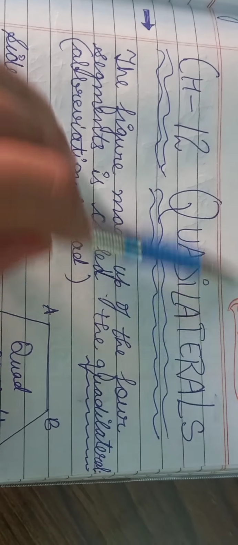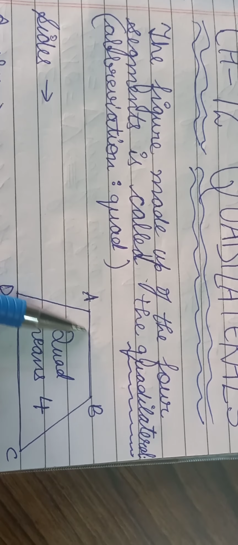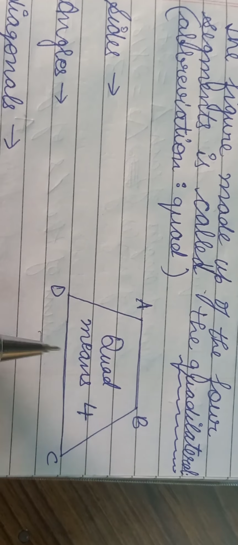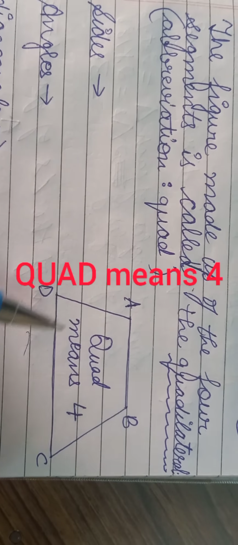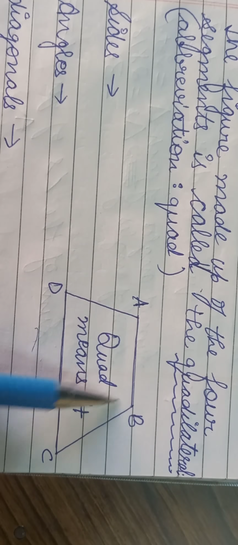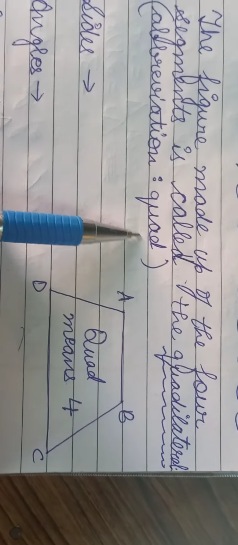So, after reading the heading quadrilaterals, what is the first question that comes in your mind? Obviously, you will ask what is a quadrilateral. So, the figure made up of four segments is called a quadrilateral. Abbreviation quad. Quad means four. So this is a quadrilateral. It has four segments. As you could see, the short form of quadrilateral is quad.